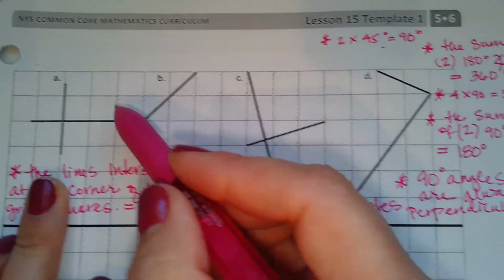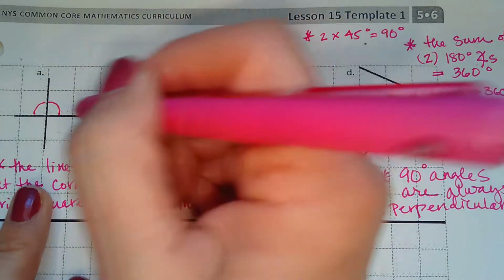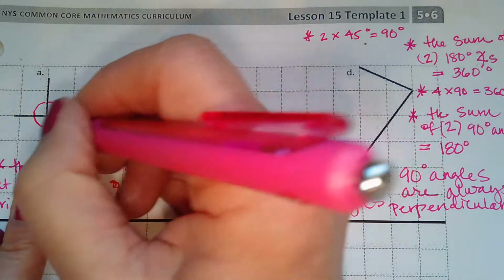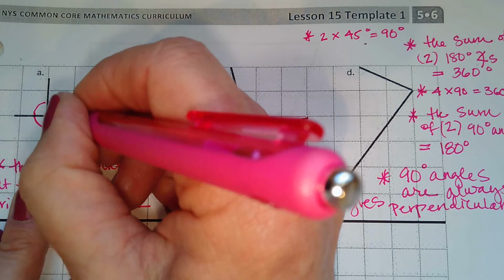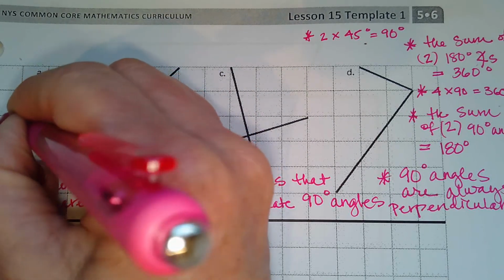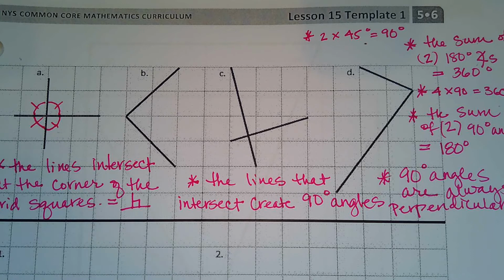So back here, 90 and 90 is 180. You're adding another 90 and another 90. So 4 times 90 is 360 degrees. So these are all the same right angles. And so they are perpendicular. So now let's look at B, C, and D.